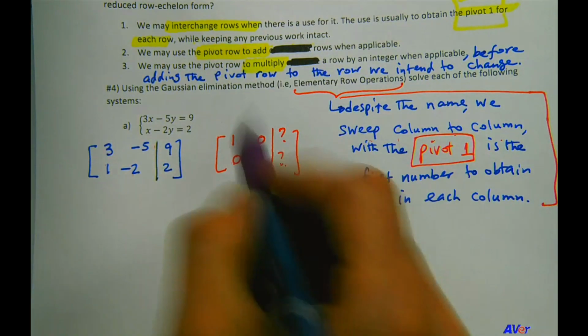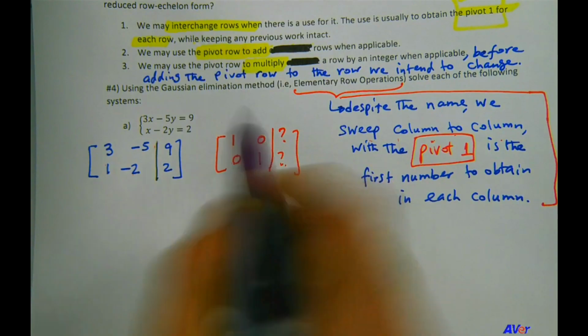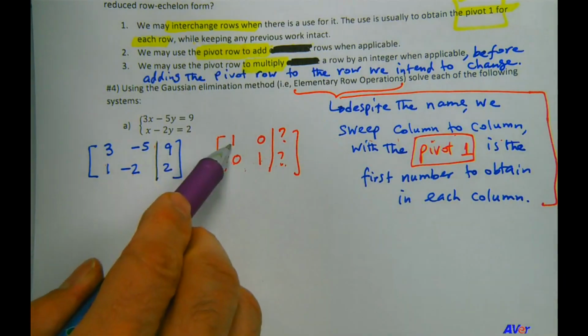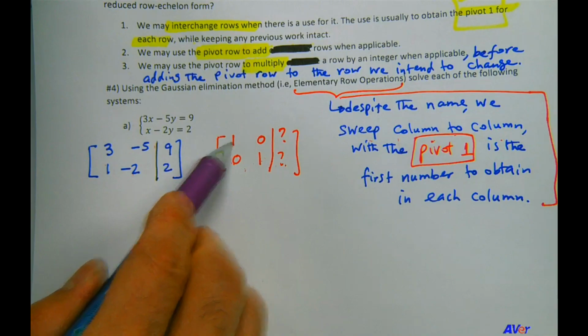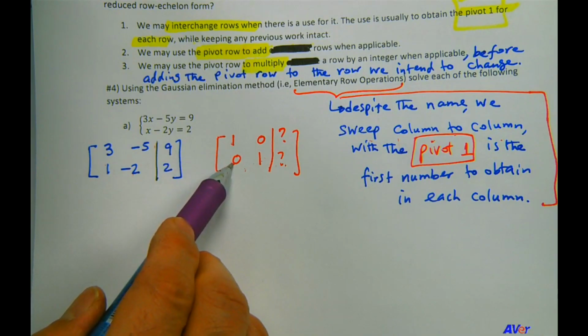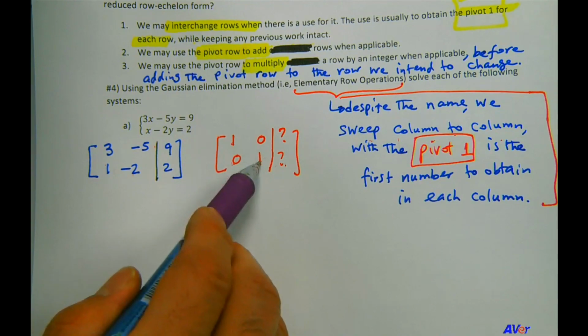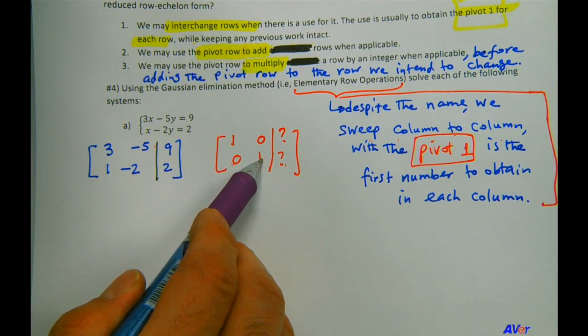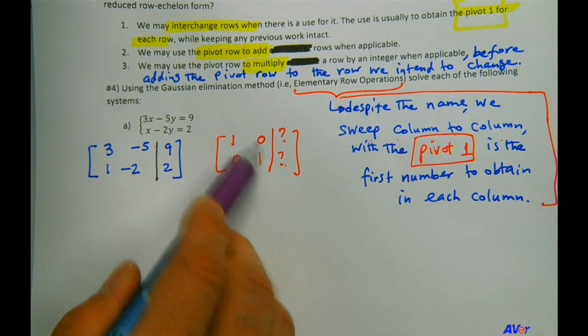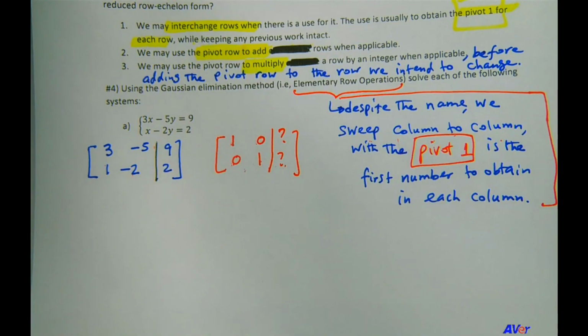So when we sweep in column 1, the first number to obtain is this 1. Then we worry about how to obtain a 0 there. In the second column, we worry about obtaining 1 first. After we obtain the 1, then we worry about obtaining the 0 in that column. Okay, is that clear? Okay, so let's go over this example.